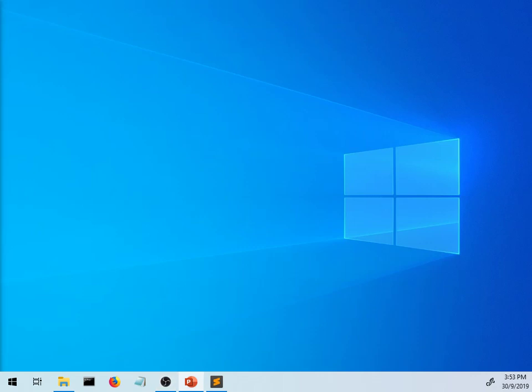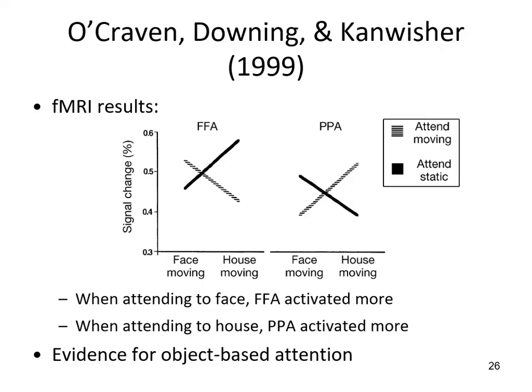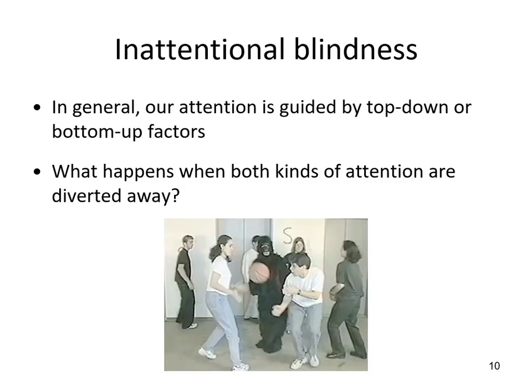Okay, let's continue. So just now we have seen experiments that show the effect of top down and bottom up, or sometimes we say goal directed versus stimulus driven attentional control. So sometimes we look at a spatial location because we want to, so that's goal directed or top down attention. Sometimes we will be attracted by some very salient, very eye catching stimulus, and we call that stimulus driven or bottom up attention.